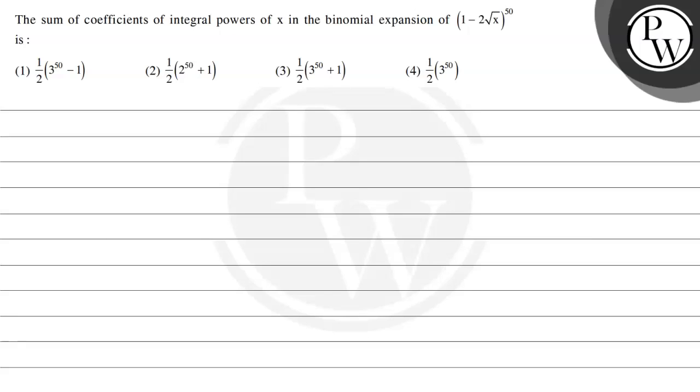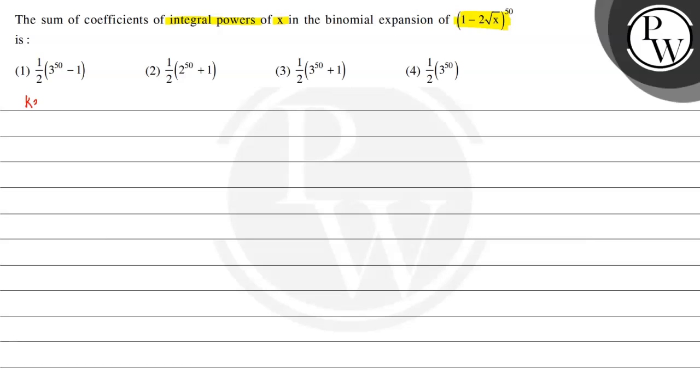Hello bachcho, let's read the given question. The question states: find the sum of the coefficients of integral powers of x in the binomial expansion of (1 - 2√x)^50. The first option is 1/2 (3^50 - 1). Option 2 is 1/2 (2^50 + 1). Option 3 is 1/2 (3^50 + 1). And option 4 is 1/2 (3^50).